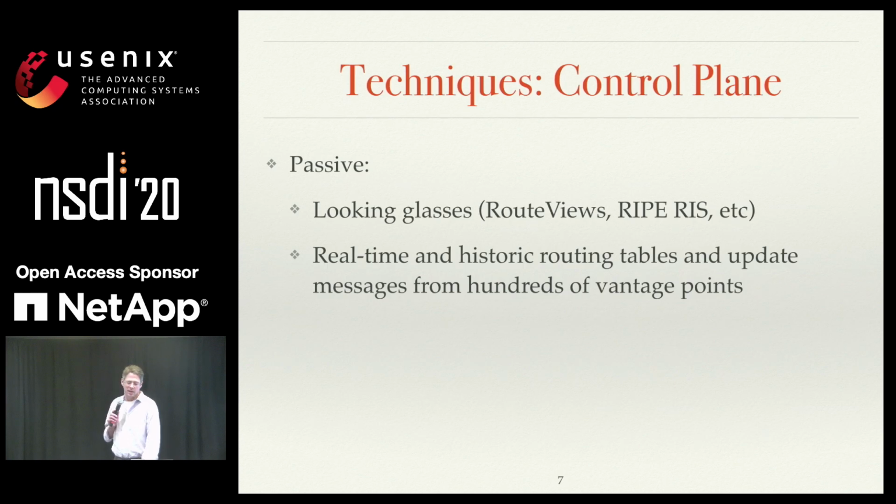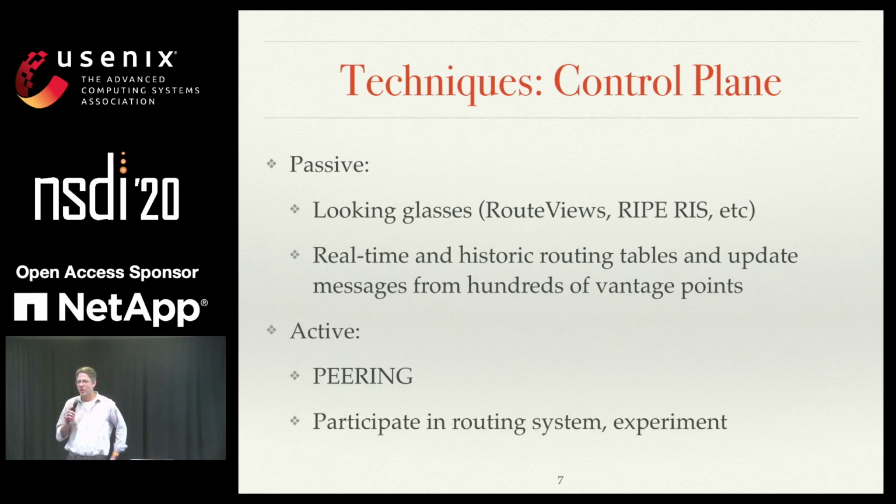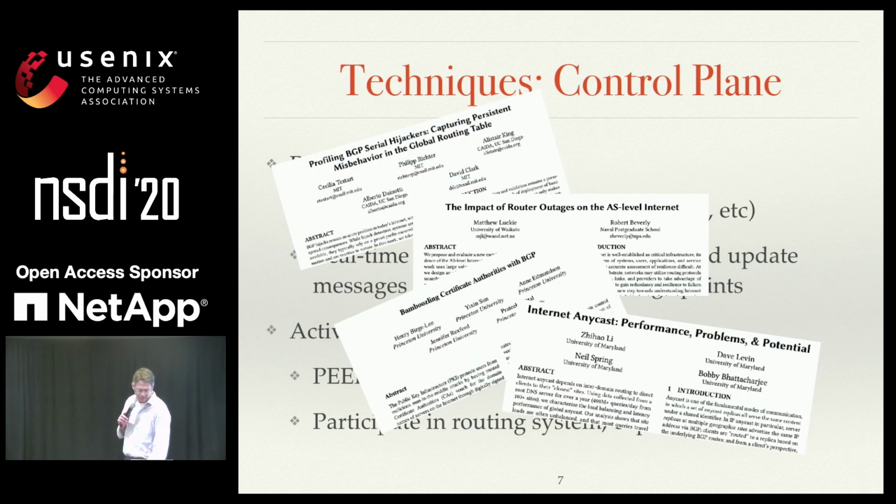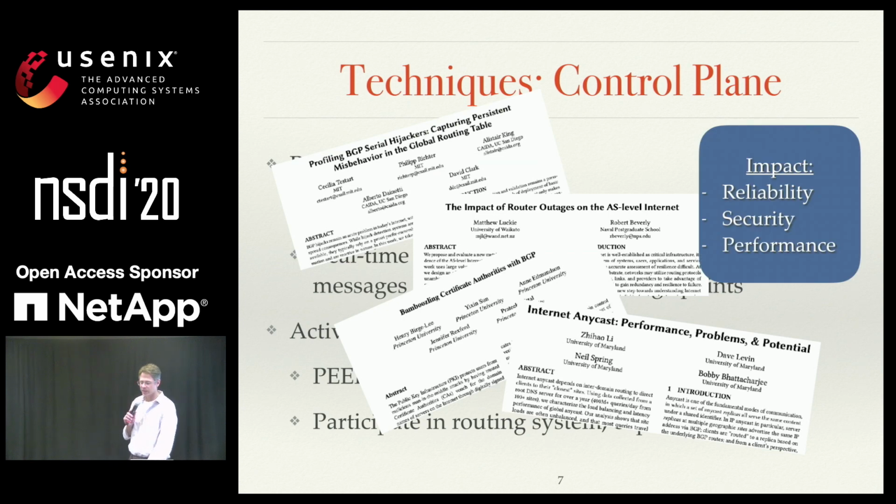In the active space, we also have platforms such as PEERING, which have allowed us to do really cool things, where now, as researchers, we can actually actively experiment with the routing system, participate in it, and understand how a different approach to doing something impacts the system. And there's been a bunch of papers that have come out of this sort of approach of analyzing the control plane. I've thrown up a few of these, but in the end, the impact has been that we've been able to get a better sense of the reliability of the network, the security of the network, and the performance of the network.